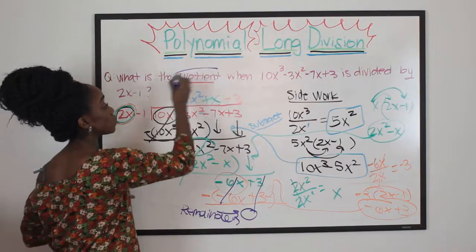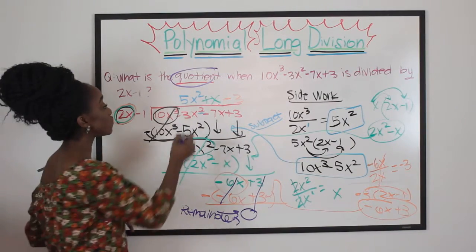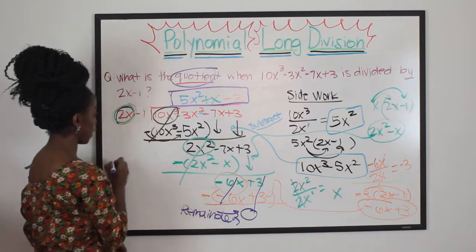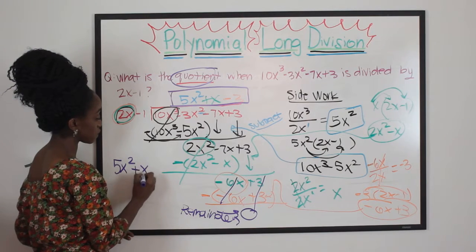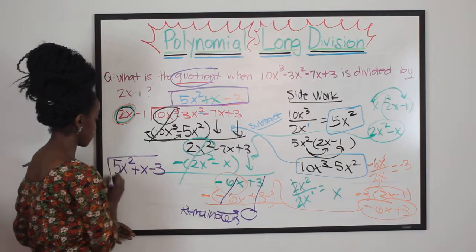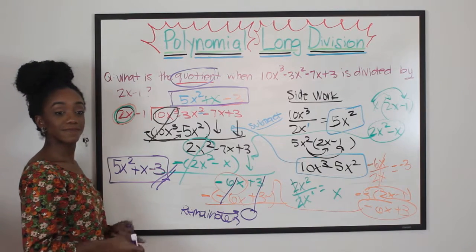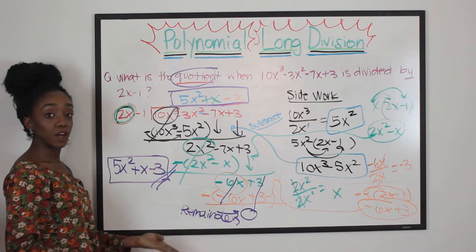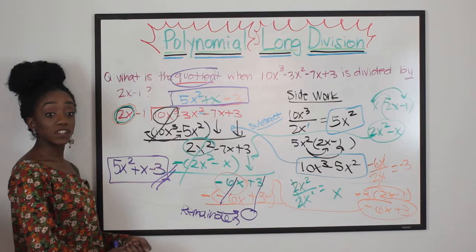Remember that we're asked about the quotient. So where do we find the quotient? Well, the quotient lies right here. We get 5x squared plus x minus 3. And you're done. This is polynomial long division. This question came straight from the Regents.